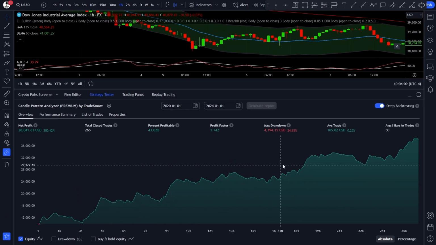The equity curve looks pretty great. We have a few slight pullbacks, but it always managed to recover. So this is the in-sample backtest data, meaning I optimized the strategy for this period.